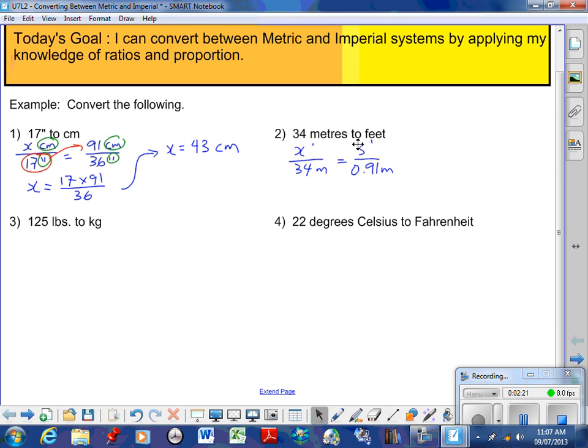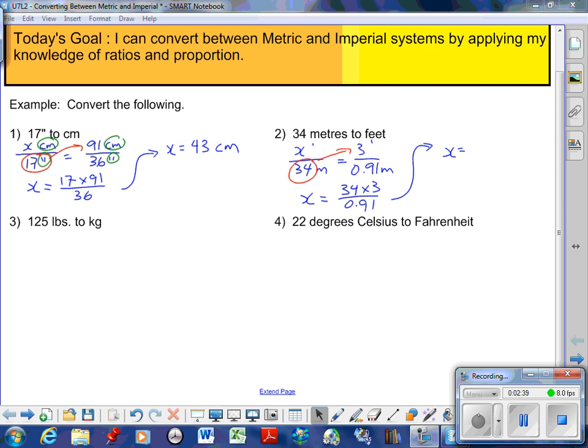Again, the units are only used to make sure everything lines up. Partial cross multiply, same as we do with similar triangles. So we get 34 times 3, and that's divided by 0.91. That gives us a final answer of 112. What were we looking for? 112 feet. So it's the same process over and over again.